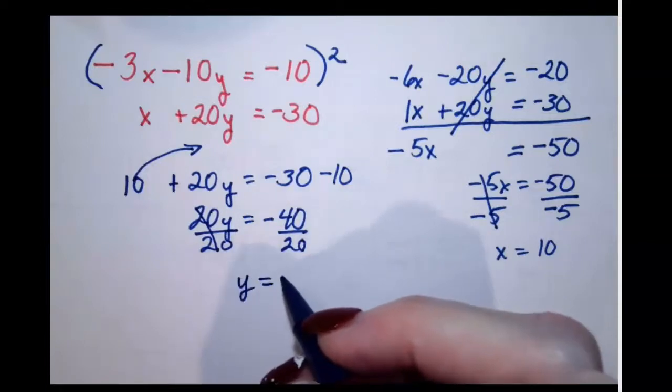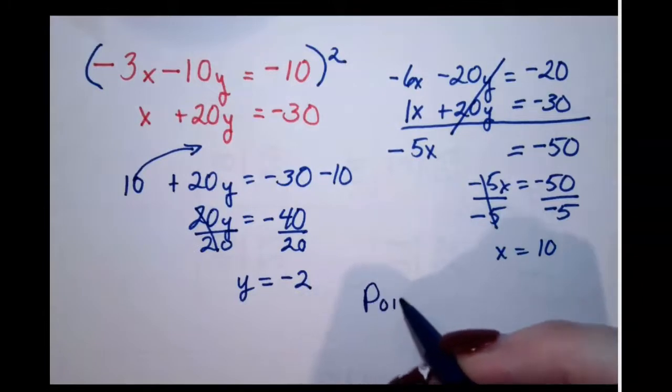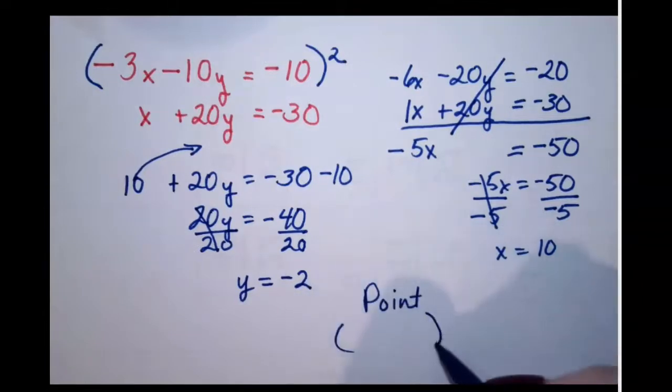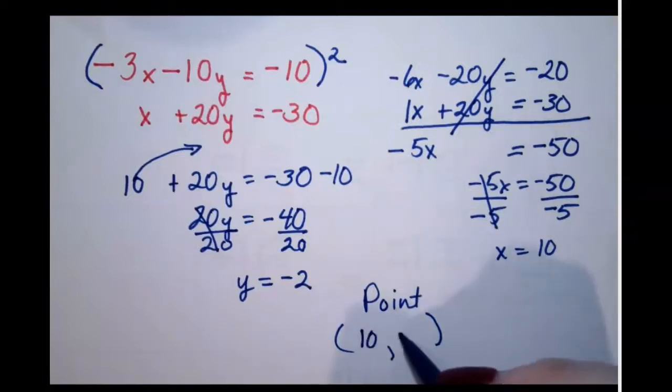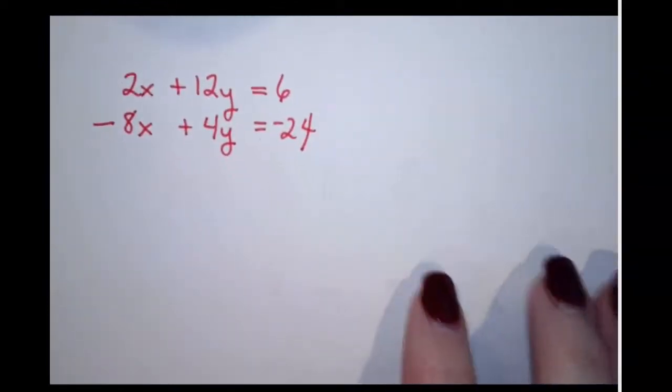Y equals negative 2. And remember, this is a point. A point has parentheses, it has a comma, and it has an x, and it has a y. It is a point. Alright, let's look at this next one.